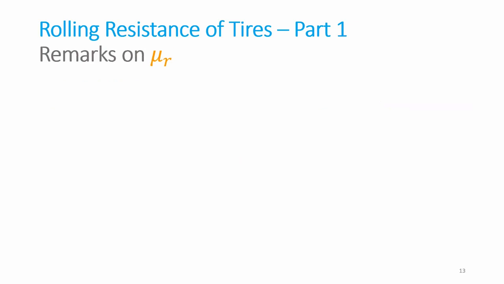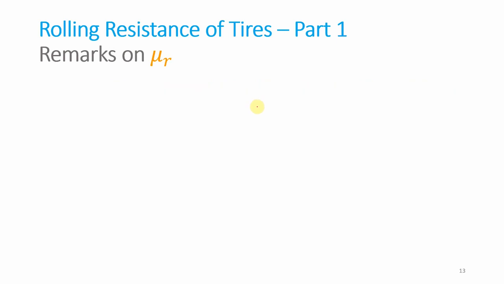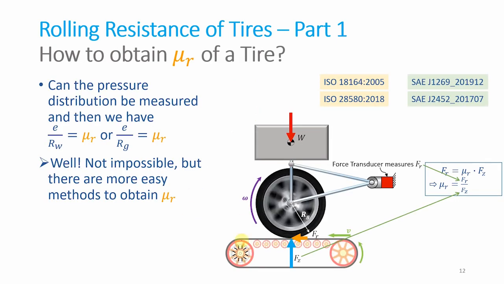In this slide, I will talk about a few remarks on the coefficient of rolling resistance. The same method of testing can be extended to deformable surfaces. In the last slide, we have seen that the test setup had this pulley and the strong belt, and if the strong belt is kept with some sand on the top, then this test is extended to a deformable surface also.